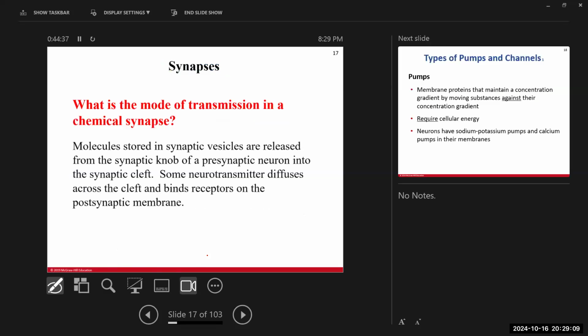All right, just in a little bit of a different way of explaining it to you. Molecules stored in synaptic vesicles are released from the synaptic knob of the first neuron, which we call the presynaptic neuron. The molecules are released into the synaptic cleft. They diffuse across the cleft, and then they will bind onto the receptors on the postsynaptic neuron.